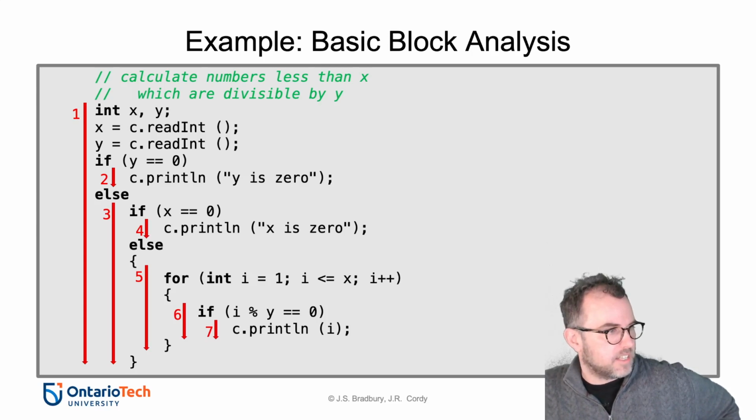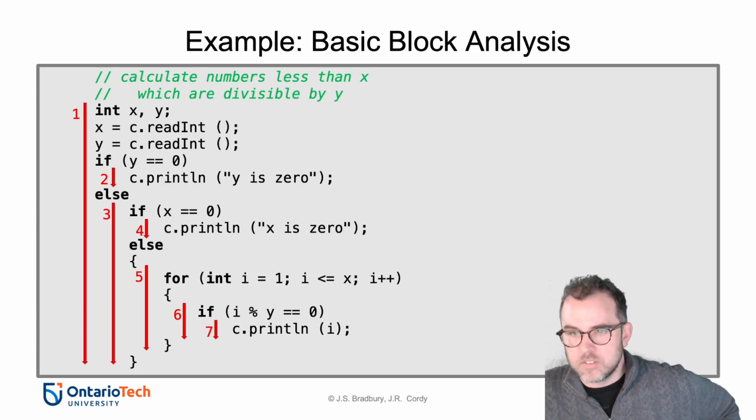Getting down to the print line, we now have to have a value. Let's say x is 1. So for I equals 1, what value of y will work here? 1 mod what will give us 0? One mod one? Yeah. So if y is 1 and x is 1, then this print line statement will get executed, this block.